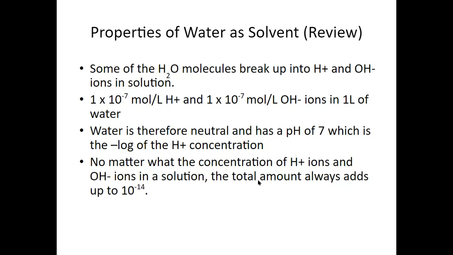Okay, so properties of water as a solvent. Some of the water molecules break up into hydrogen and hydroxide ions when they're in solution. 1 times 10 to the negative 7 moles per liter hydrogen ions and 1 times 10 to the negative 7 moles per liter hydroxide ions would be in 1 liter of water. Water is therefore neutral and has a pH of 7, which is the negative log of hydrogen ion concentration. No matter what the concentration of hydrogen and hydroxide ions are in a solution, the product will always equal 10 to the negative 14.